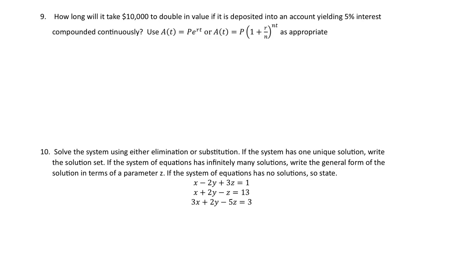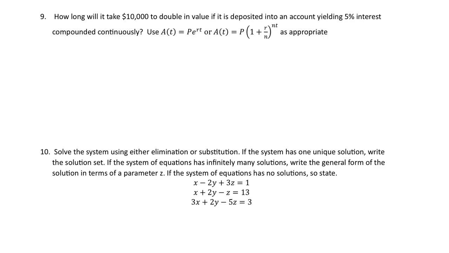So remember, A of t is a future value at time t, P is the principal investment, r is the interest rate, t is time. So what they're asking for is how long will it take? We need to solve this for time, meaning we had to have an initial amount, which is 10,000, a future amount, which is double 10,000, so that's 20,000, and we have an interest rate of 0.05.